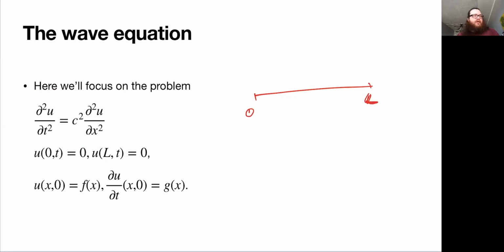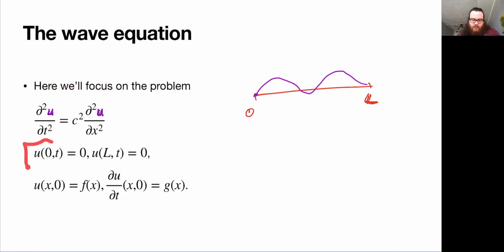This would be our x-axis. And the thinking is that if you have a string that's not moving, so it's at rest or equilibrium, the string is sitting right here. And what is this function u that we're looking for? Well, what we're looking for here is a function that describes the displacement of the string throughout time. So this is the evolution of the displacement.